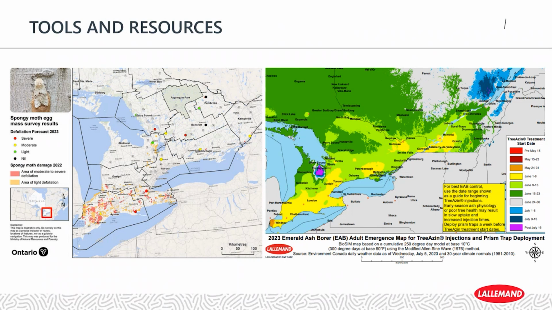For the emerald ash borer and spongy moth, Lallemand Plant Care provides emergence maps. These maps are produced using a special computer program called BioSim, developed by Natural Resources Canada. It uses a degree day accumulation model to forecast emerald ash borer and spongy moth emergence dates. And these maps are updated weekly, usually starting in late March, all the way up until the end of June, and it can be found on our website.